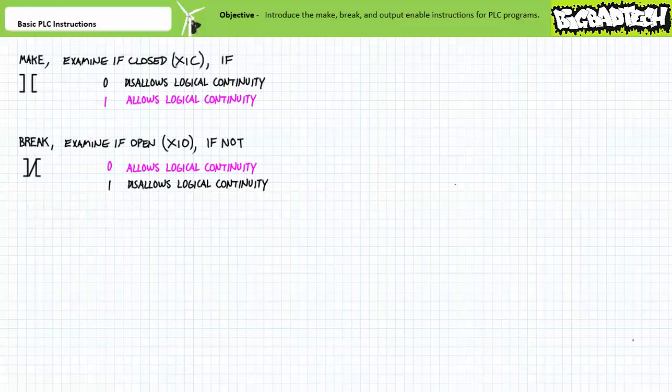Let's first discuss the 2 input instructions, make and break. Alternatively, these instructions are known as XIC, examine if closed, and XIO, examine if open. Another extremely helpful way of thinking about these instructions is if and if not.